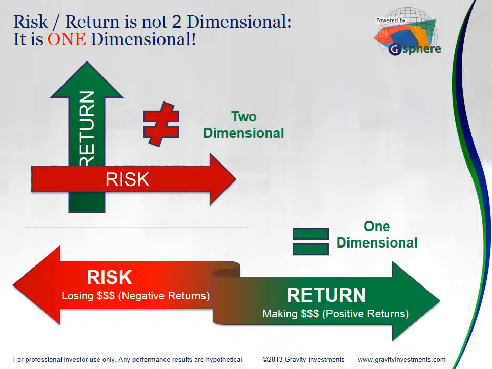So in the rearview mirror, as we have made or lost money, it becomes blatantly obvious. We've made money, we've got positive returns. We've lost money, we've got risk or negative returns. The real trick comes in looking forward instead of in the rearview mirror. In the rearview mirror, it's obvious. Going forward, it gets complicated.